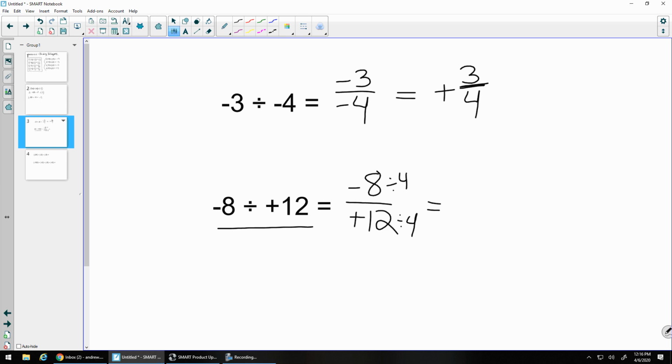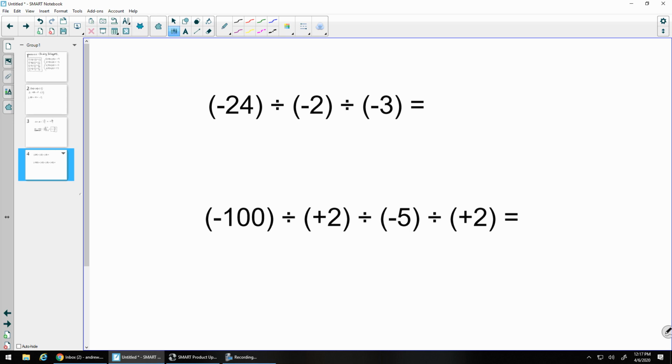Since the answer is negative, because there's a positive and a negative, we can put the negative in front of our fraction symbol, if you'd like, and we get 8 divided by 4 is 2, 12 divided by 4 is 3. So the answer of negative 8 divided by positive 12 is negative 2/3. Okay, we're not going to do too many with fractions right now, but just letting you know that this can be done, and just a reminder, division is the same as a fraction symbol. And so we can show division using a fraction symbol as well.